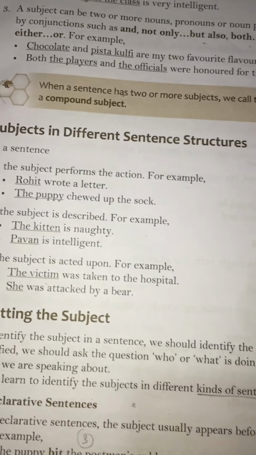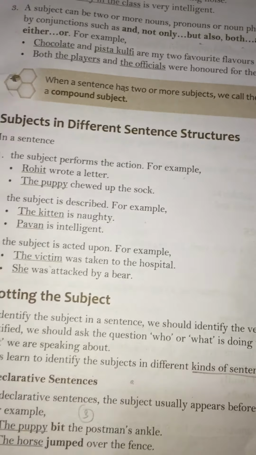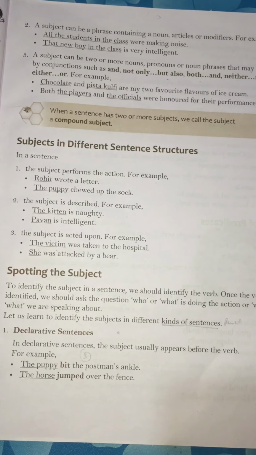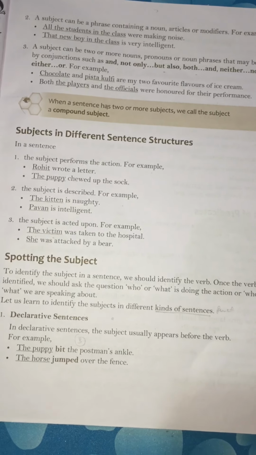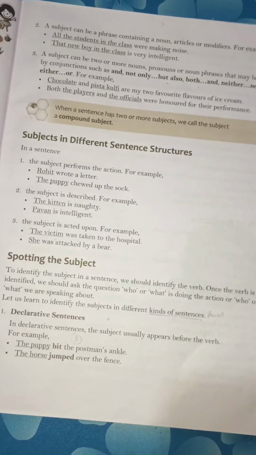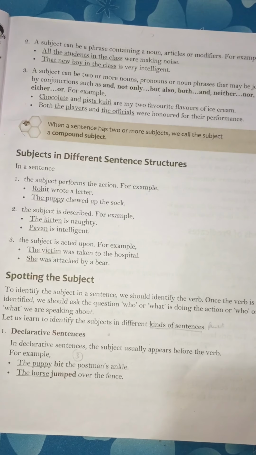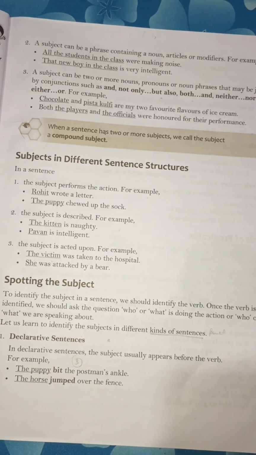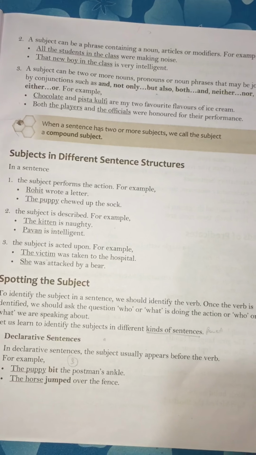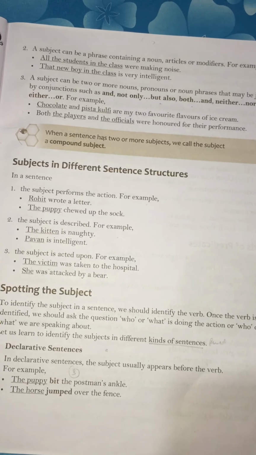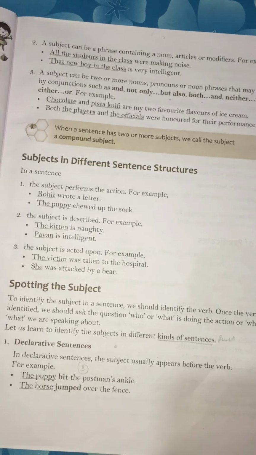To identify the subject in a sentence, we should identify the verb. Once the verb is identified, we should ask the question who or what is doing the action, or who or what we are speaking about. Let us learn to identify the subjects in different kinds of sentences. Children, in the previous chapter, you have already studied the kinds of sentences according to the functions, right?